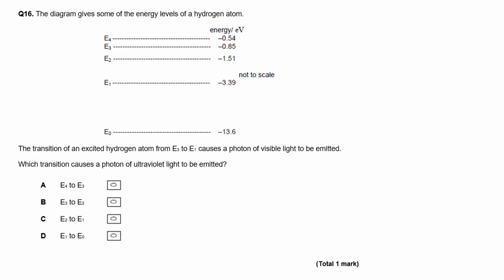So E4 to E3 is smaller, so it's not that one. E3 to E2 is smaller, it's not that one. E2 to E1 doesn't look particularly bigger, but E1 to E0 is a bigger energy transition, so that's the one that we want.